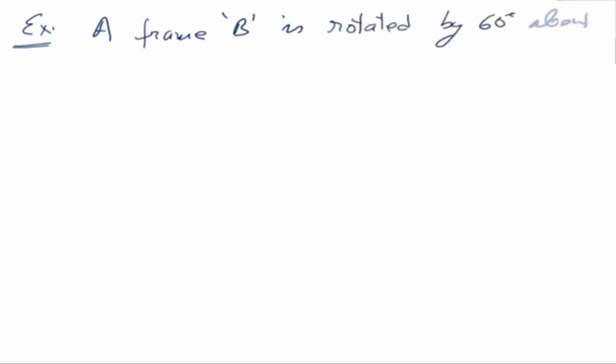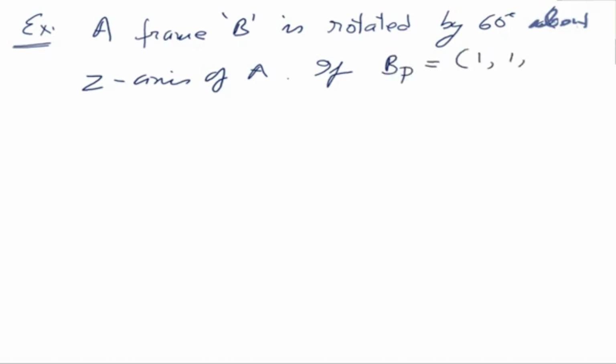Now let's look at a very small problem which will make it very clear. So we have this very small example: a frame B is rotated by 60 degrees about the z-axis of A. If BP, the coordinate of the point P in frame B, is given by, let's say, 1 1 1, just for example, find AP. Okay, I hope the question is very clear.